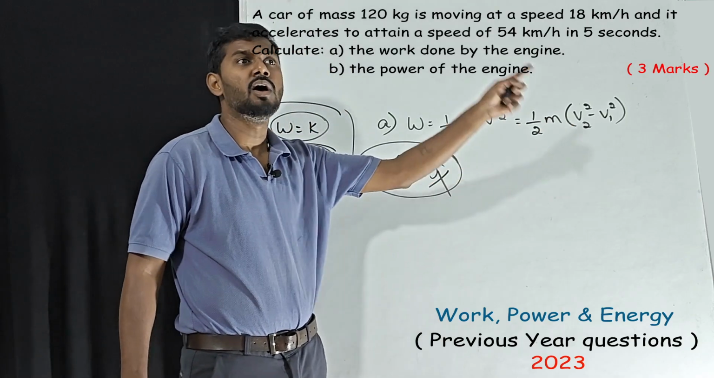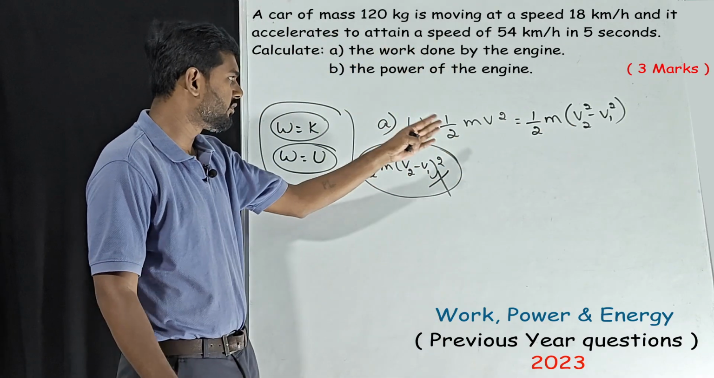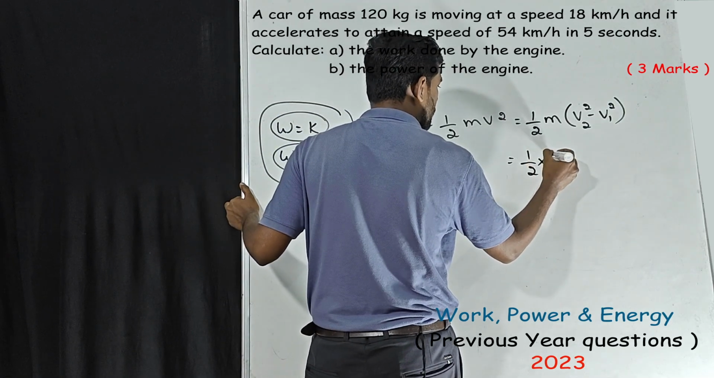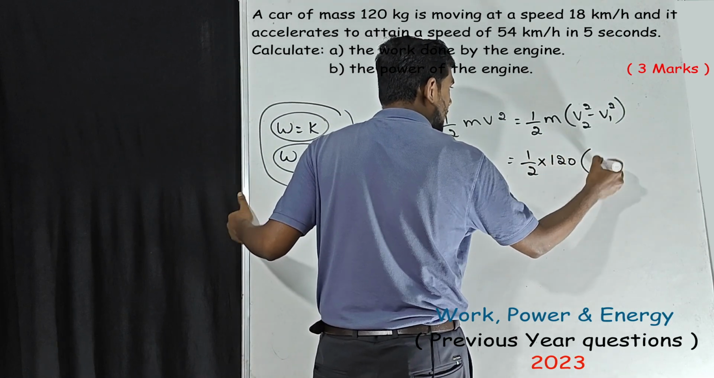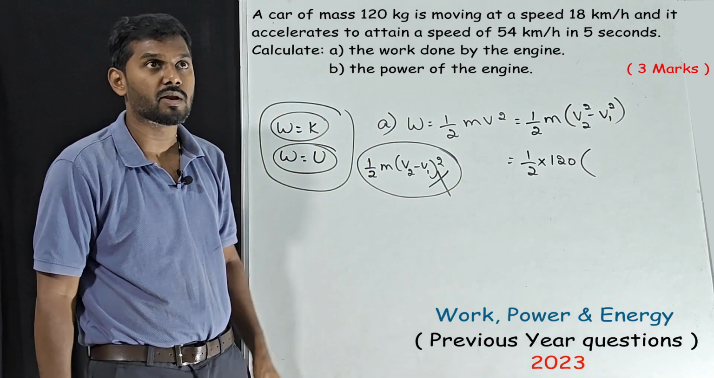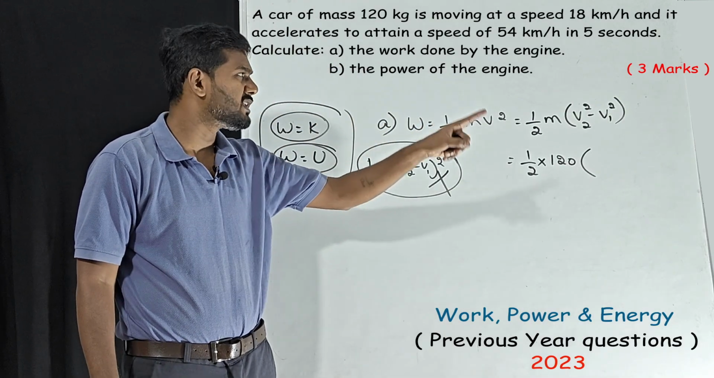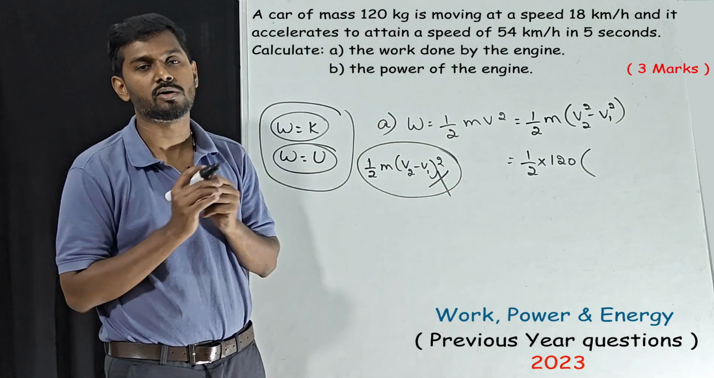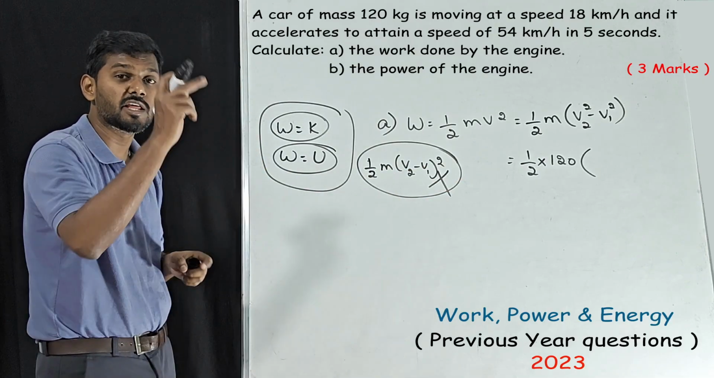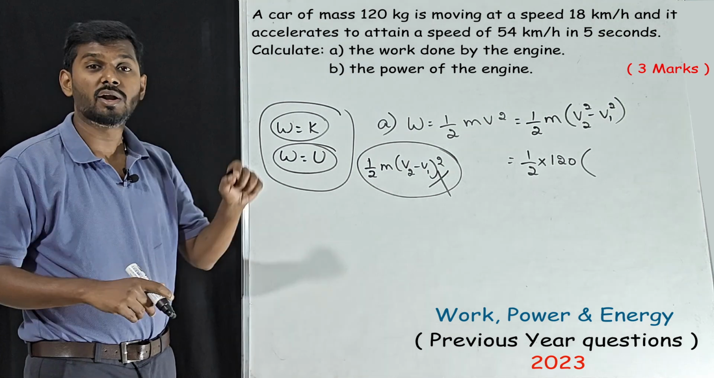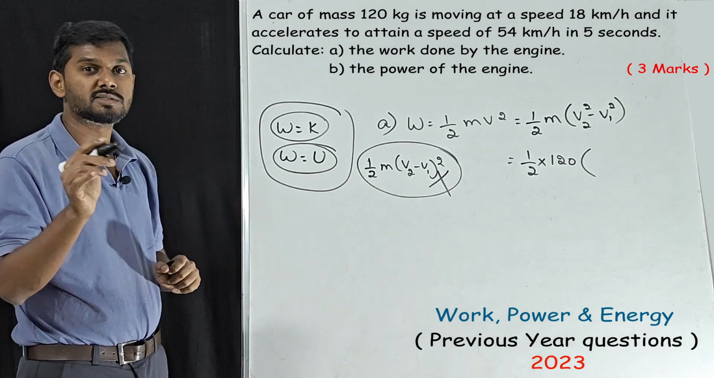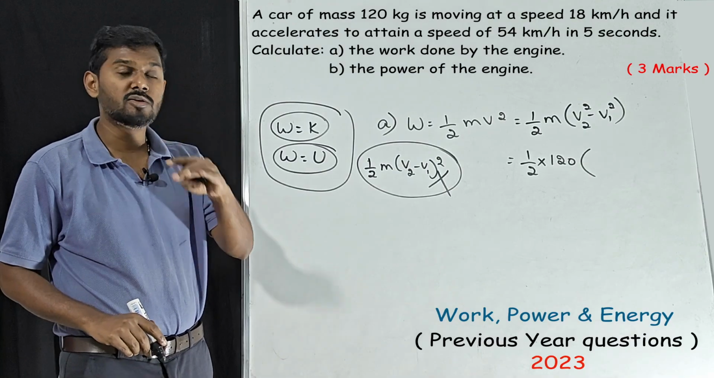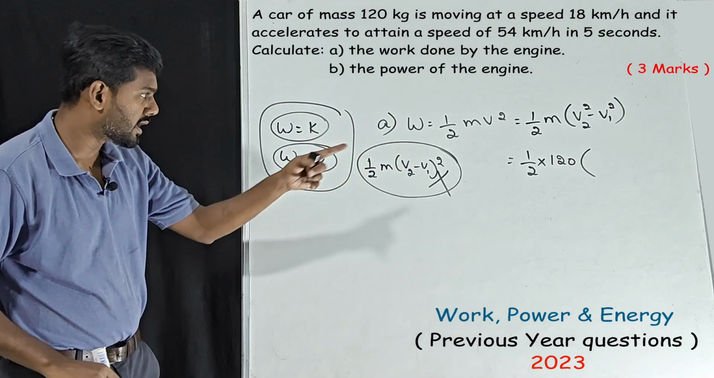Why have I taken v2 first? Because it is greater. Correct. So if you know this method, we can easily find the answer. Now 1 by 2 into what is the mass? 120. So in the bracket v2 square minus v1 square. What is v2? 54 square minus what is v1? 18 square. Correct. If you apply this, we'll get an answer that will be completely wrong. Why? Because of the speed, see the unit, kilometer per hour. What is the SI unit of speed? Meter per second. You have to convert this kilometer per hour into meter per second, then only substitute in the calculation.